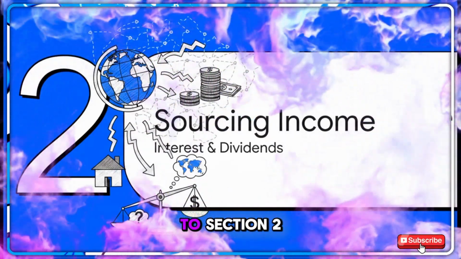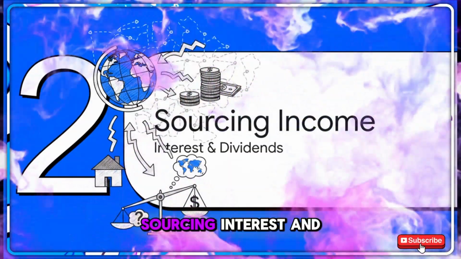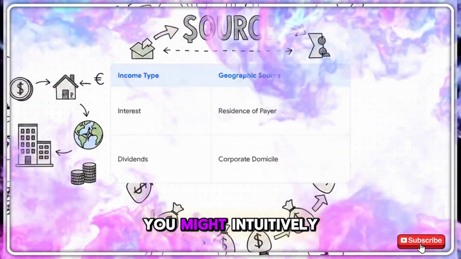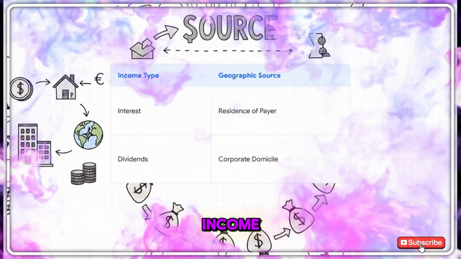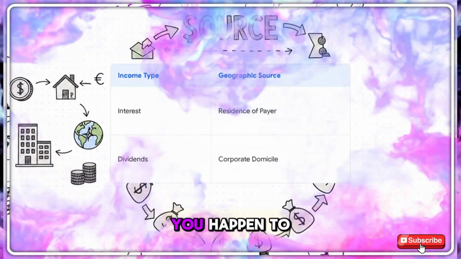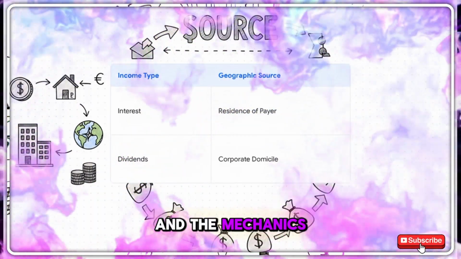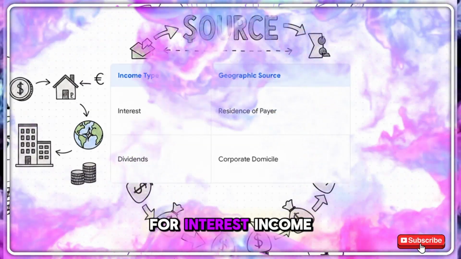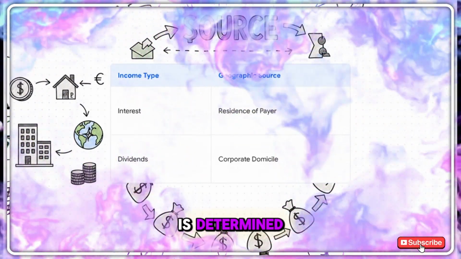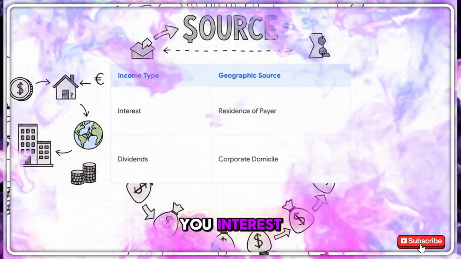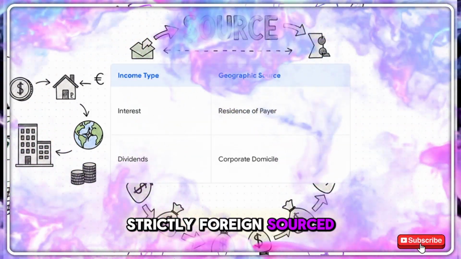Let's move on to Section 2, sourcing interest and dividends. Now, you might intuitively assume your investment income legally lives wherever you happen to live, right? Actually, it doesn't. And the mechanics here are fascinating. For interest income, the geographic source is determined entirely by the residence of the payer. So if a foreign entity pays you interest, that income is strictly foreign sourced.